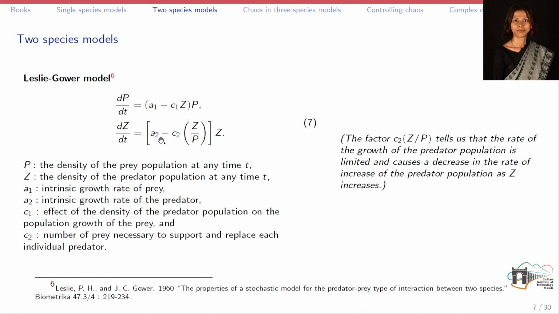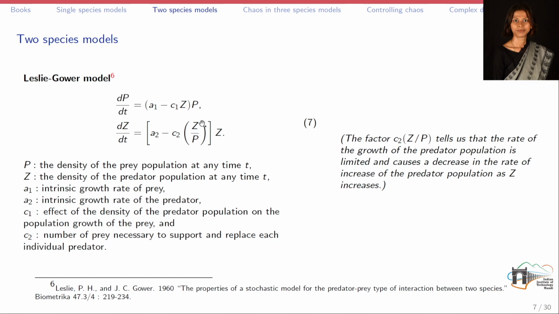Then in the second equation, A2Z is the growth rate in the predator population, and minus C2Z squared upon P. Here C2 is the number of prey required to support and replace each individual predator. So this factor C2Z by P tells us that the rate of growth of the predator population is limited, and it causes a decrease in the rate of increase of the predator population as Z increases.